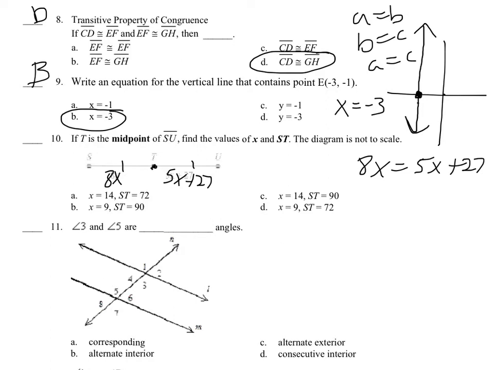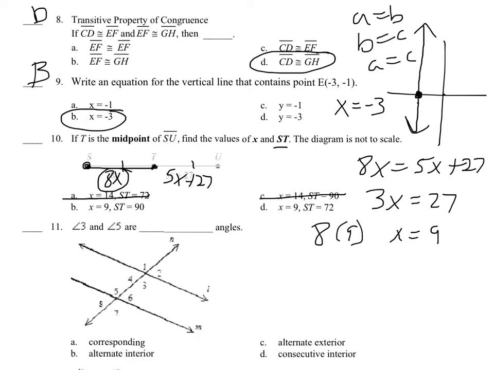Then we solve for x. Subtract 5x, so I get 3x equals 27. Divide by 3, so x equals 9. It eliminates that and that. It asks for ST, which is this segment. 8x, so I'm going to plug in 9 for x, and I get 72, so my answer is D for number 10.